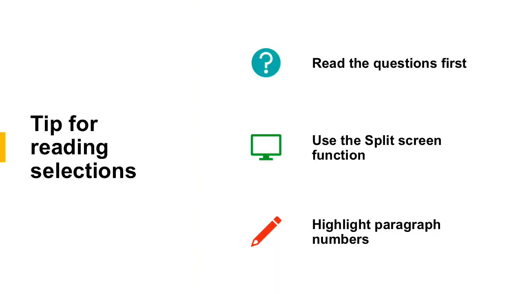For the reading sections, read the questions first before you read the actual selection or text. That way you know what you are looking for as you read, and it will be quicker and more purposeful, and you'll find the answers more easily. There's a split screen function which is highly, highly recommended. Use the split screen function where you can see the questions on one side and the actual reading text or selection on the other side at the same time. It makes it so much easier.